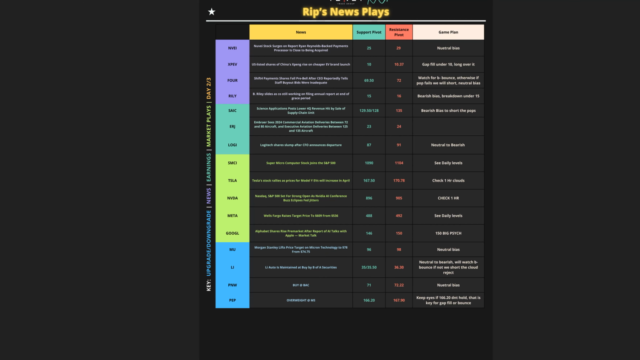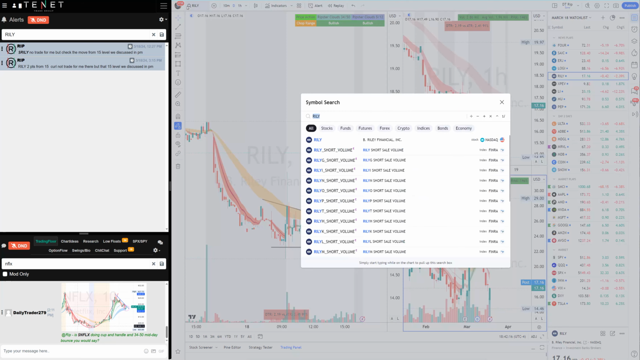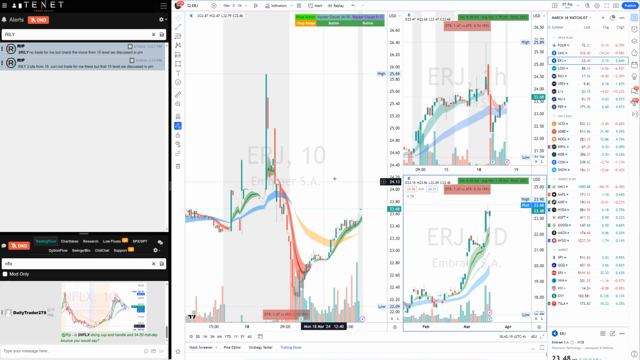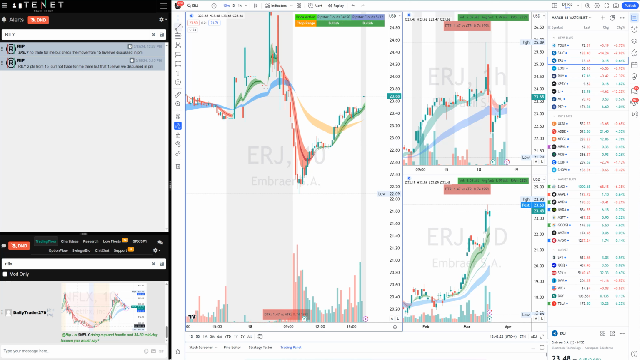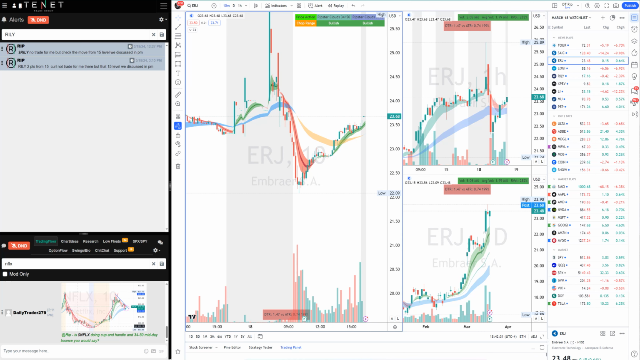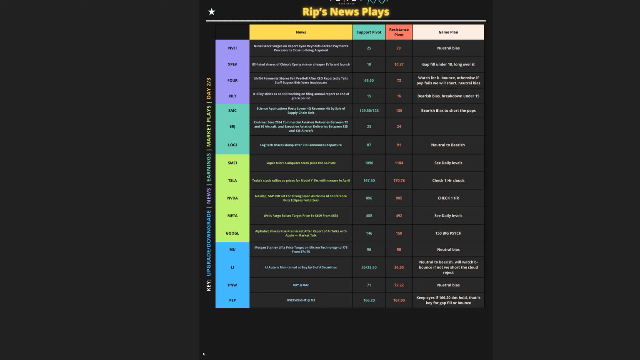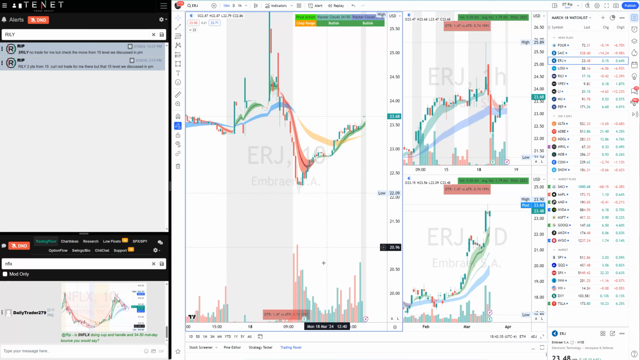Let's look at a few other names that were on our game plan. ERJ, 23 and 24 were two levels. I didn't really have much of a plan on that. I left it as is, but ERJ was a good fade at open, and then it made a nice recovery. I ignored it because there was not much volume, but I did give the pivot levels to everyone in the pre-market, 23 and 24, and you see it faded $1 from 23 and then it bounced back. When you see this curl happening at 10 a.m., you should just step away.